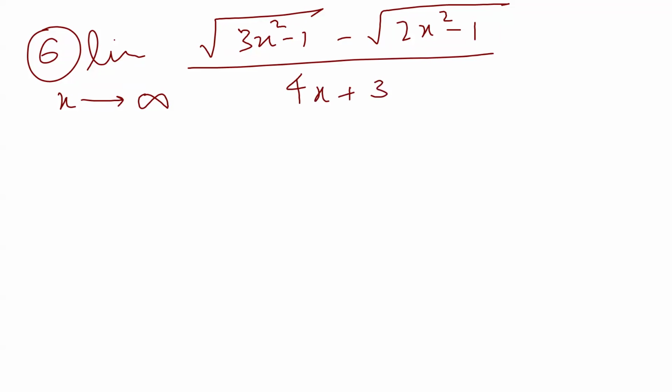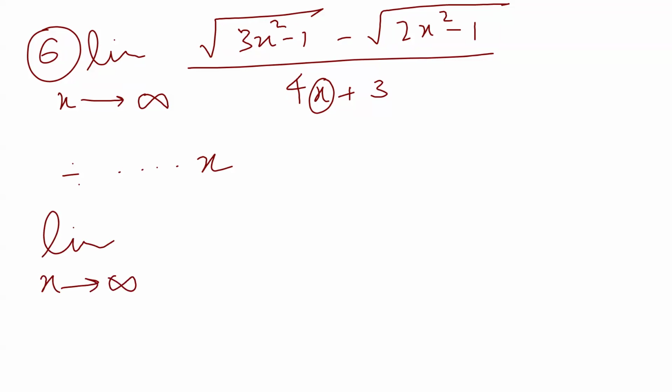See, there are two ways to solve this particular problem. The first way is to rationalize root minus root in the numerator. But then that is not really required because the maximum power of x is 1. We can divide throughout by x. Okay? Because root of x square will give you x. So the maximum power of x is 1. So divide throughout by x.